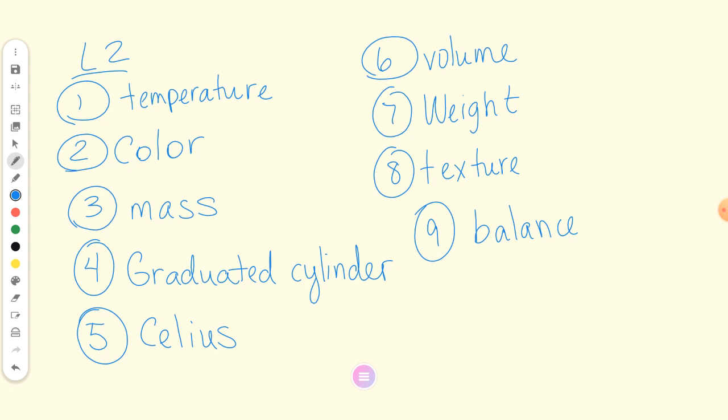Number 10, when using a balance to measure the mass of an object, scientists could use blank as the unit of measurement. Lainey? Grams. Yes, good job. Grams.